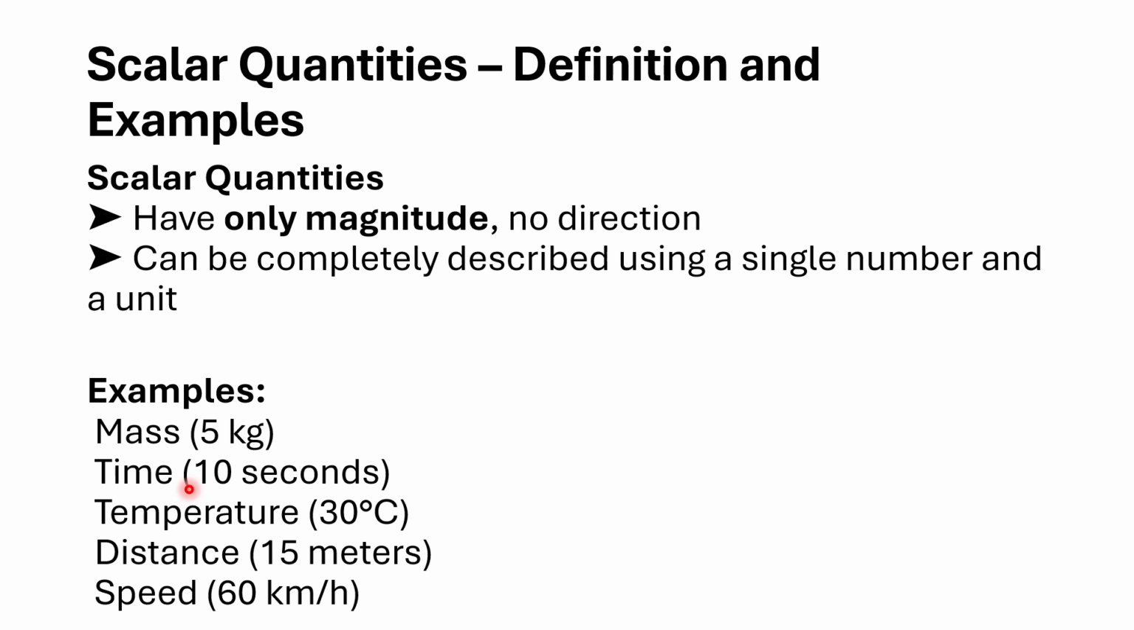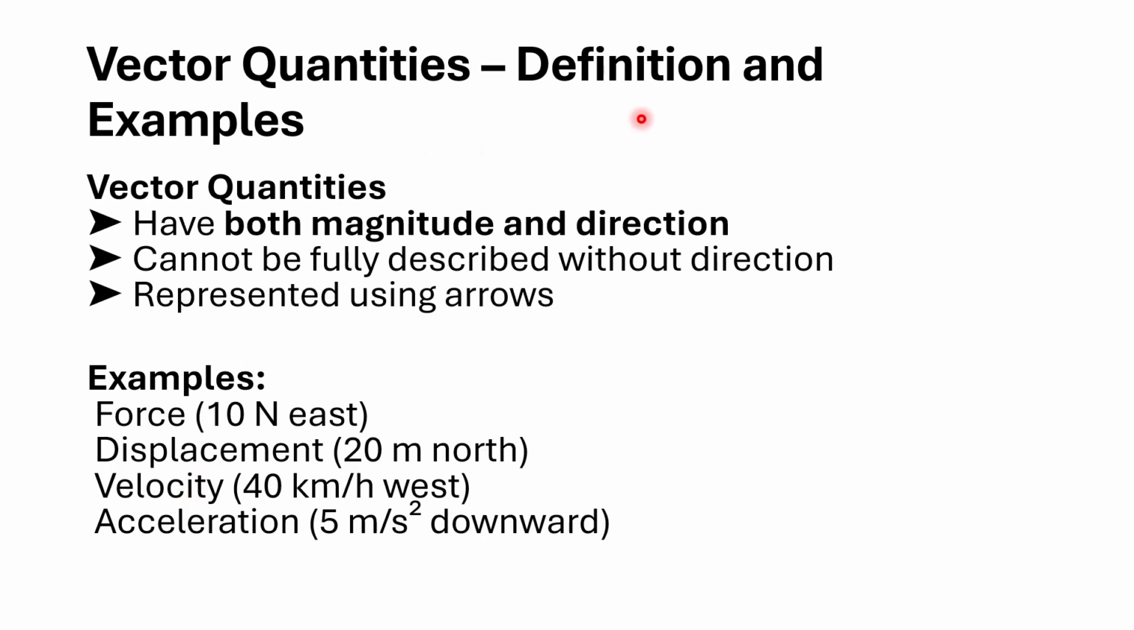While we have another type, that is vector quantities. Vector quantities are those quantities that have magnitude and also a specified direction. They cannot be fully described without direction. If we don't use direction with them, they will be half meaningless. They are represented using arrows, which we will discuss in the upcoming slides.